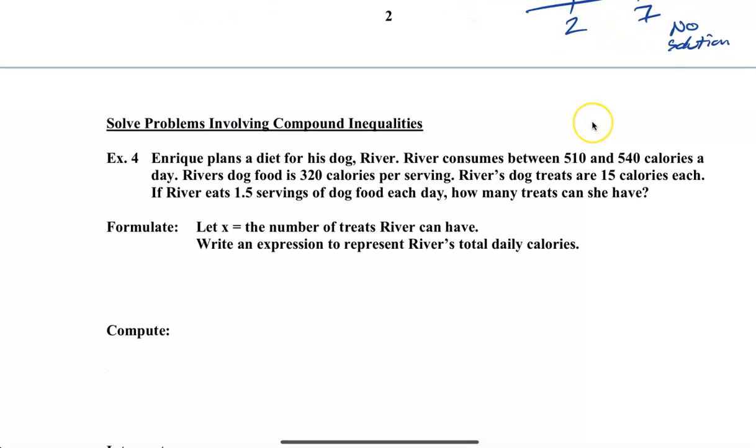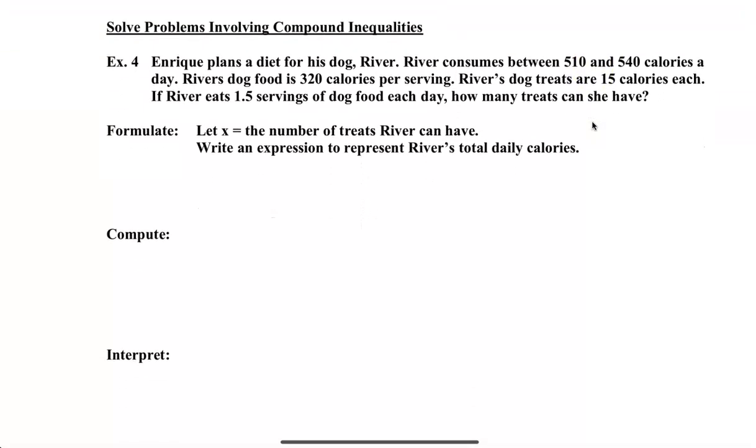Okay, last little bit, let's do an application problem. Enrique plans a diet for his dog, River. River consumes between 510 and 540 calories a day. River's dog food is 320 calories per serving. River's dog treats are 15 calories each. If River eats 1.5 servings of dog food each day, how many treats can she have?